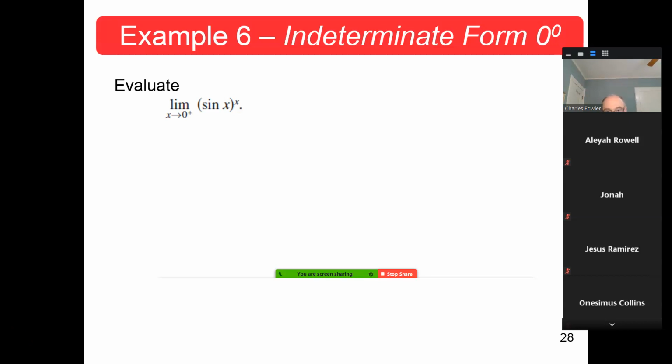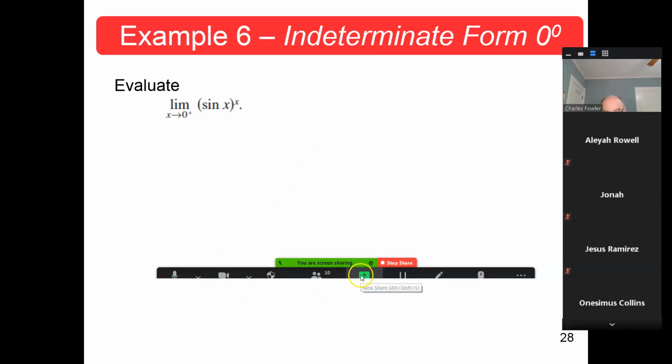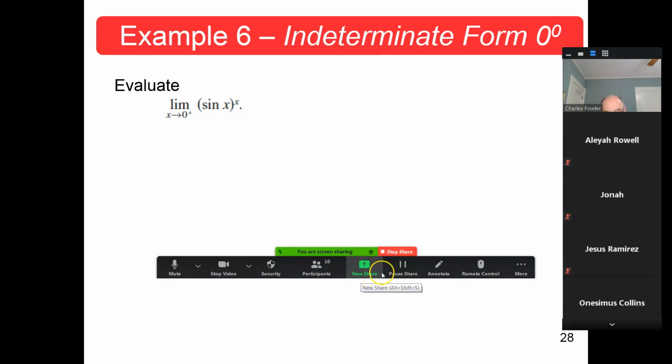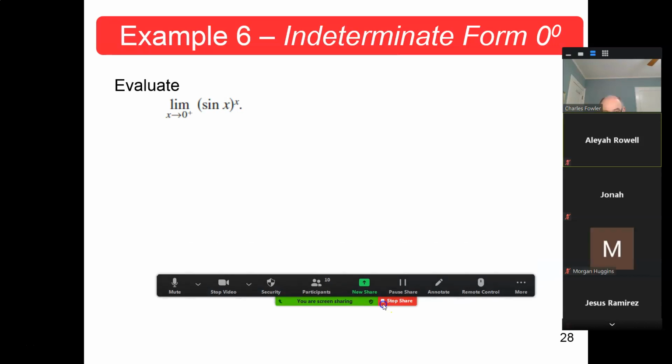Okay, just want to make sure everybody can see the slideshow. Example 6, indeterminate forms, blah, blah, blah, right? That is on your screen, right? I assume that's a yes. Yes. All right, good deal.